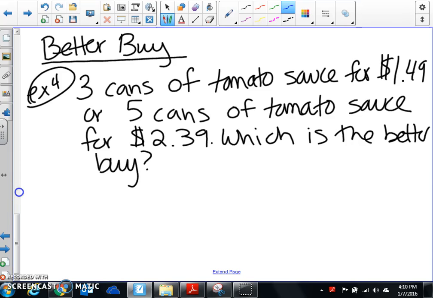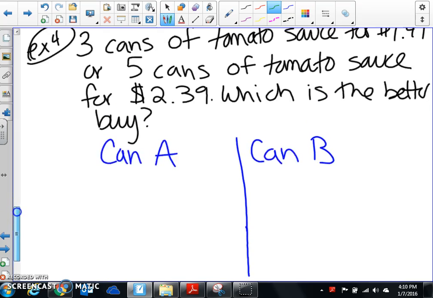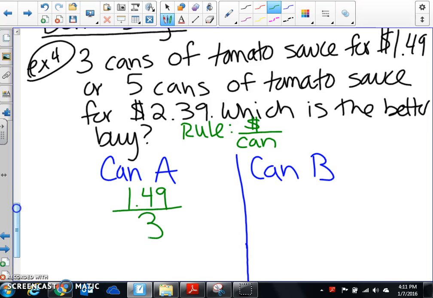Which is the better buy? So I'm going to have can A over here and can B over here. All right, so can A is the first one. Now remember, we have to write our rule for both of them. And remember, when it comes to unit rate, we always put money on top because money was involved. So this is money over can, right? Because we're talking about cans of tomato sauce. All right, so for can A, money's on top, $1.49 per 3 cans.